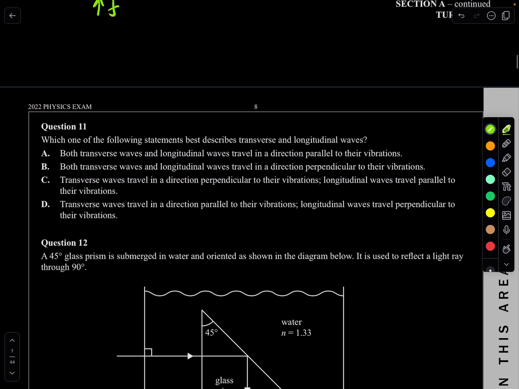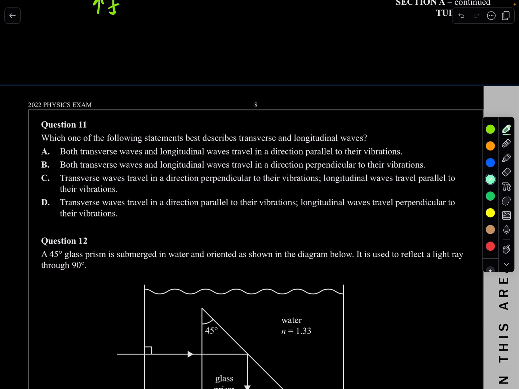Let's have a look at the next question. Question 11 now. Which of the following statements best describes transverse waves and longitudinal waves? A: both transverse waves and longitudinal waves travel in the direction parallel to the vibration. Rubbish. Remember, only longitudinal waves are in the direction parallel, whereas transverse waves are perpendicular to their vibrations. That's wrong. B: both travel in the direction perpendicular. Rubbish. Again, only transverse waves do that.